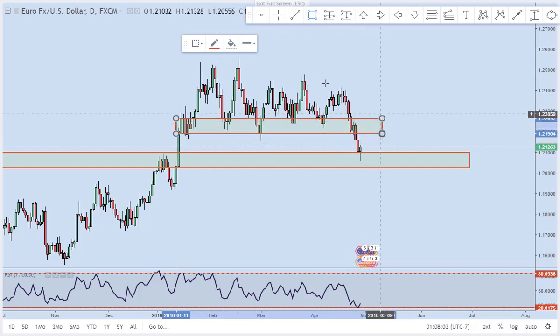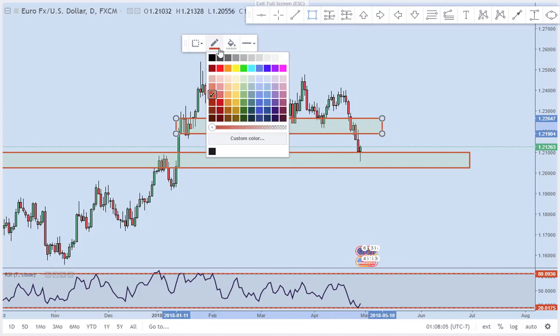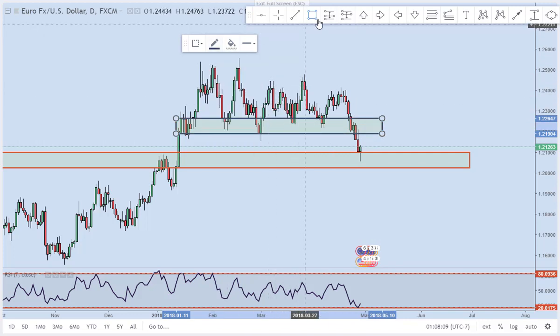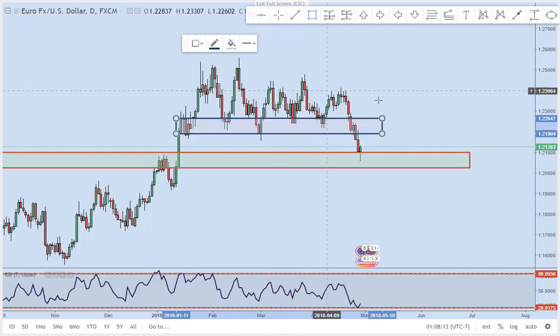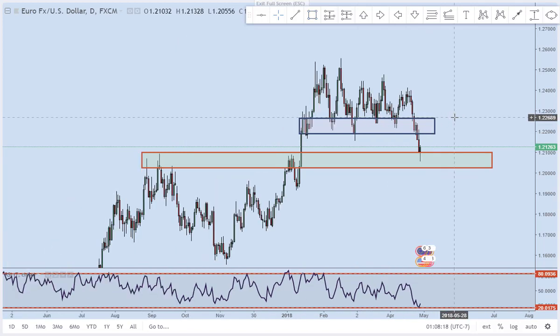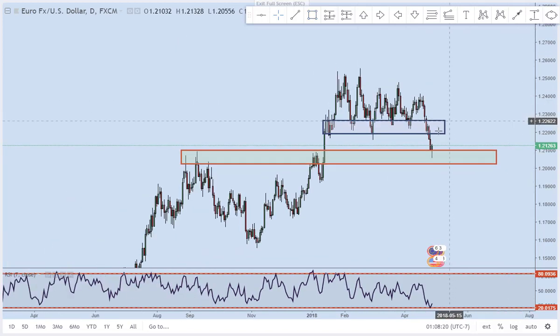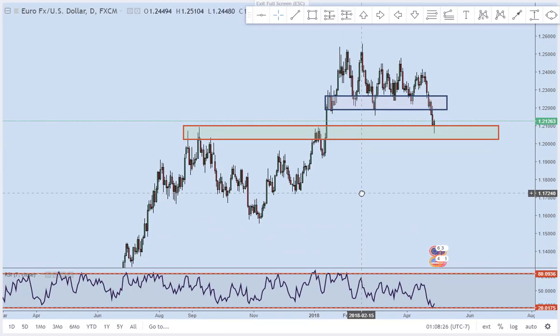Okay, and let's just change the color. I don't know, any color. Okay. So already we have two significant levels that we're looking at. This is the most significant level that price action just broke, and this is the level price action is currently supporting.